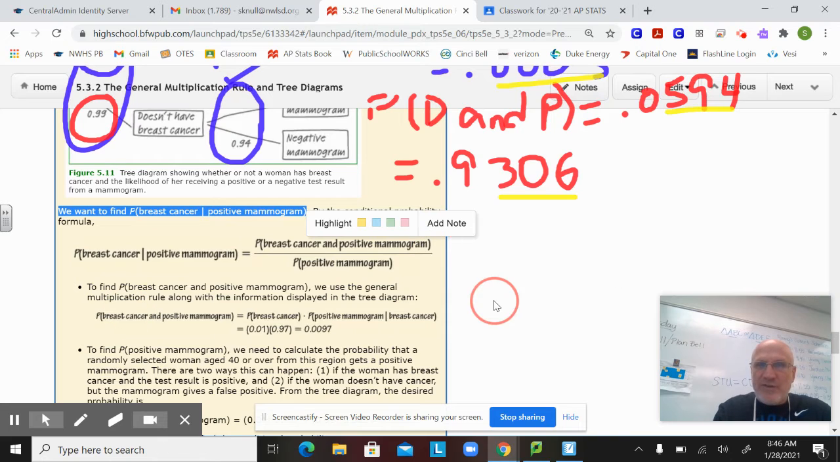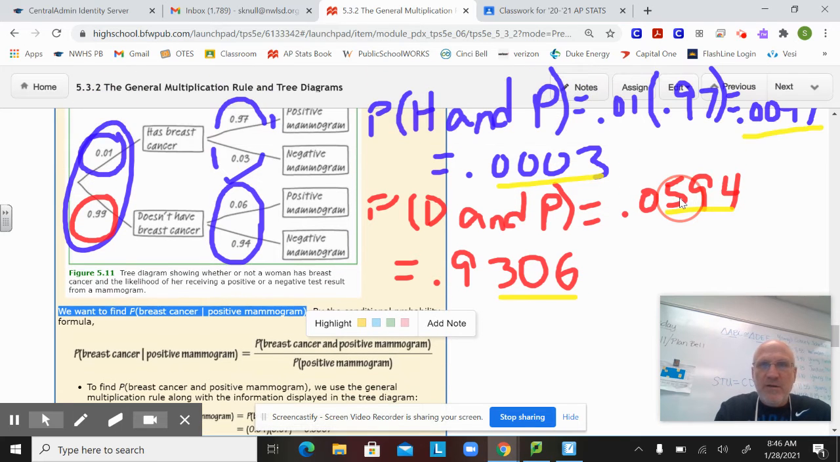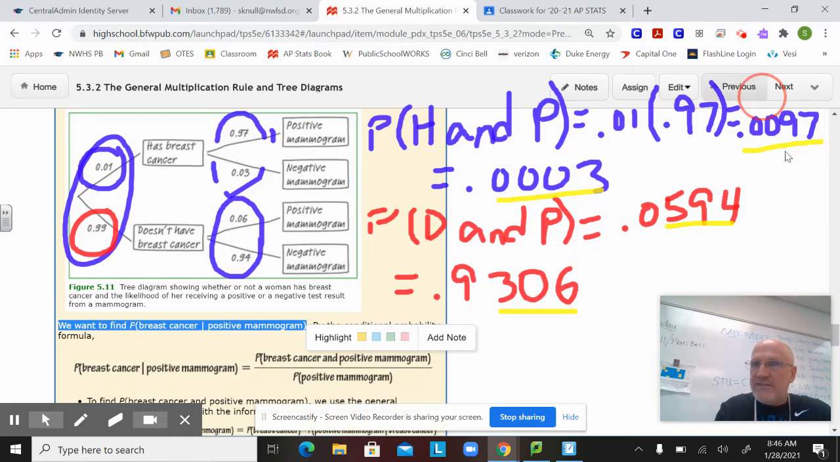So what is breast cancer and positive? That's one of my four probabilities up here. Breast cancer and positive is this very first one. That's what, does it say? 0.0097. That's the overlap. Now, what about the bottom? The bottom here says the probability of positive.